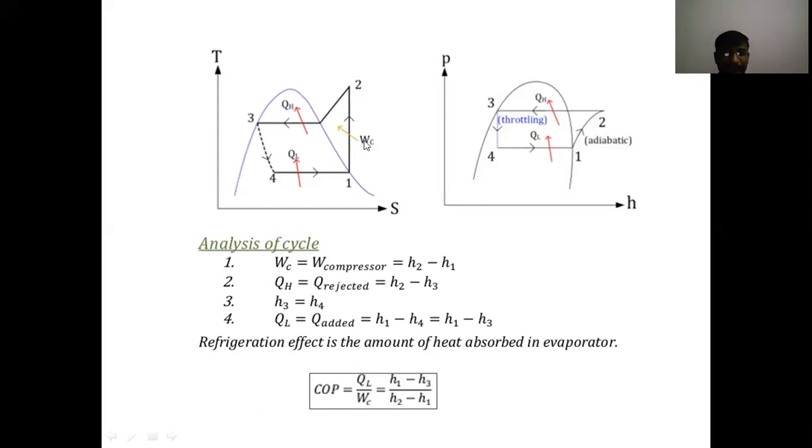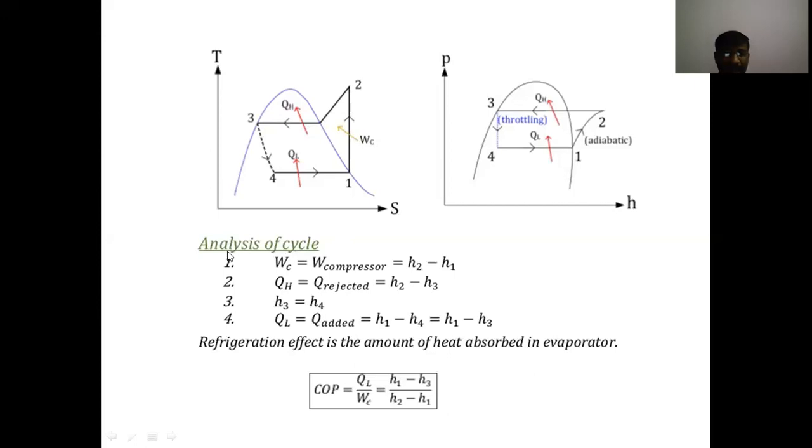What energy interactions are there? During 1 to 2, the work interaction, that is the work given to the system, is negative work. And QH is rejected to the atmosphere, it is also taken as negative. And QL is the heat absorbed by the system. These are the heat interactions. This is the work interaction. During this process, there is no heat and work interaction, as it is an irreversible process.